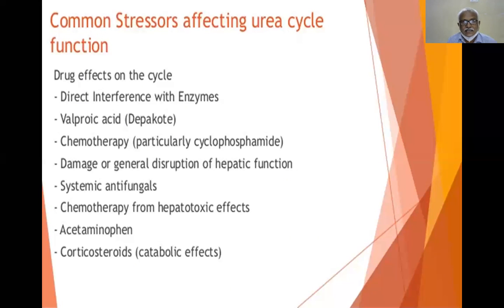So common stressors affecting urea cycle function, drug effects on cycle. So direct interference with enzymes. So the drugs which will damage the urea cycle and cause these problems, how they act is they directly interfere with the enzymes. So without enzymes, further processing will not happen, right? So the drugs will affect the cycle by direct interference with enzymes.